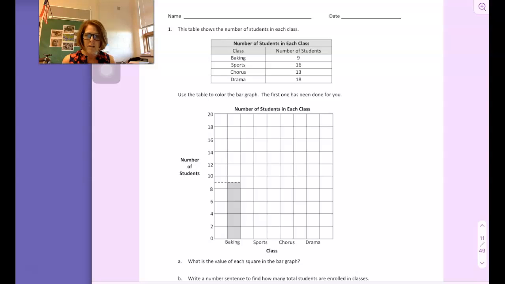So they did baking for us. There were 9 students in baking. You can see we're counting by 2s over here. So there were 9 students in baking, so we had to go halfway between 8 and 10 to get 9.